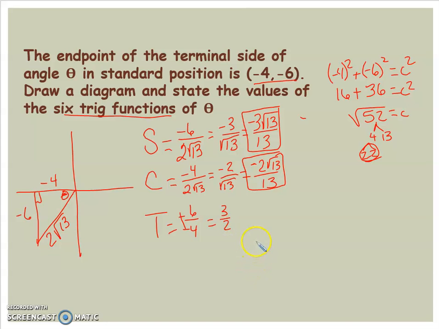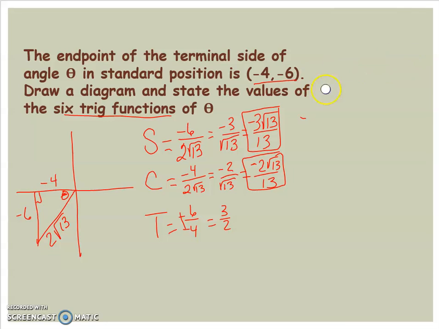All right, now remember your reciprocal values are just the reciprocal of what you already have. Okay, so if I wanted cosecant, then I can look right here before I rationalize the denominator, and I could just turn this upside down, and that would be my cosecant. Okay, for my secant, I could look right here before I rationalize the denominator and just turn it upside down, and that's going to give me my secant.